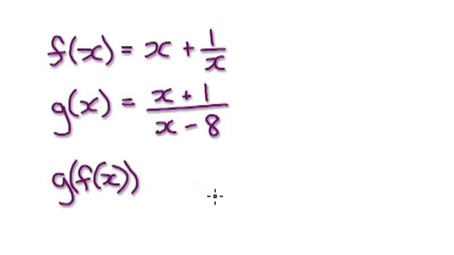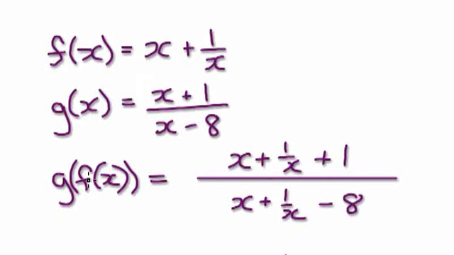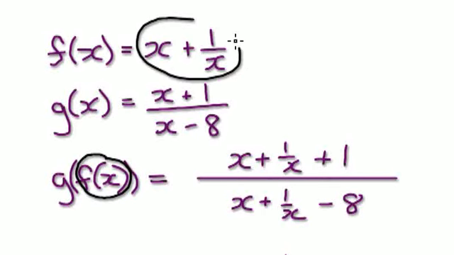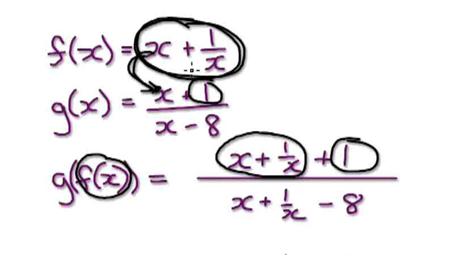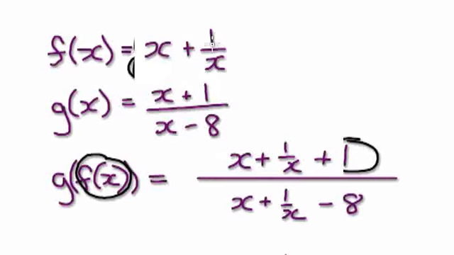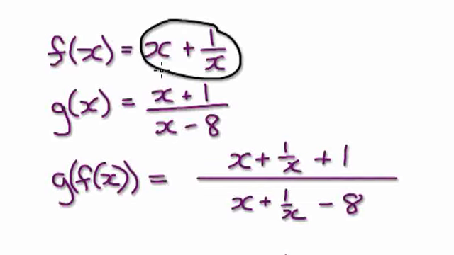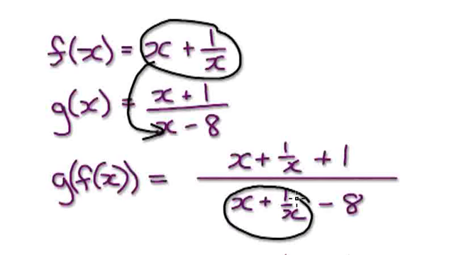Okay, so to do this here, looking at this here, you have to put f of x into the g. So when you put this here into this x here, this is you putting f of x into the x here, and this one here is this one here. And then you also have to put this whole thing here into here. That's this here.